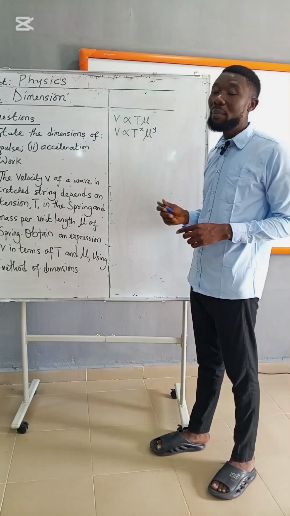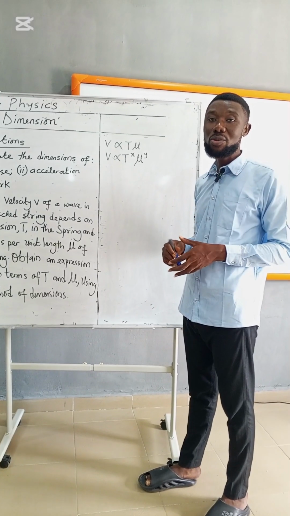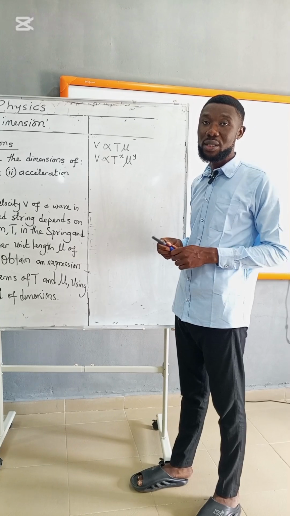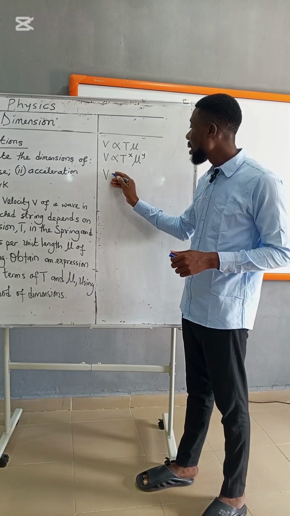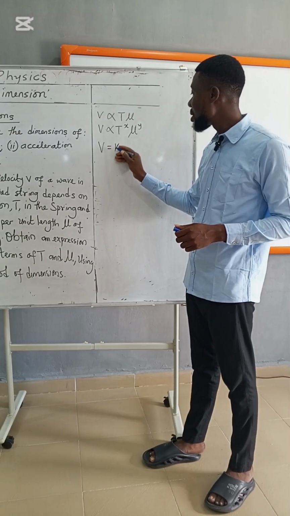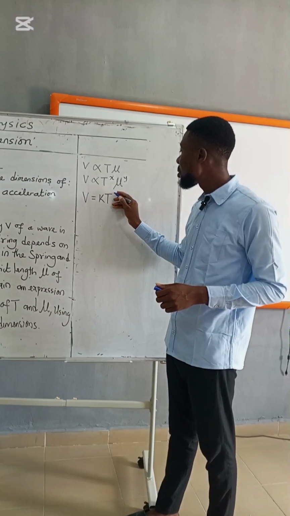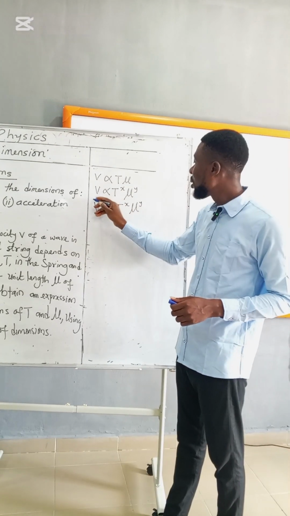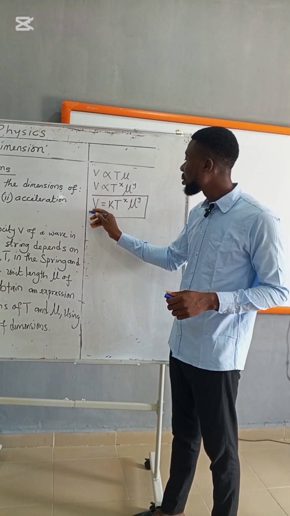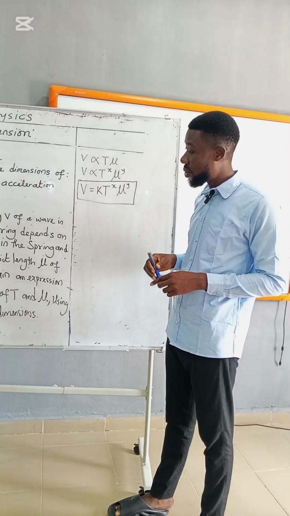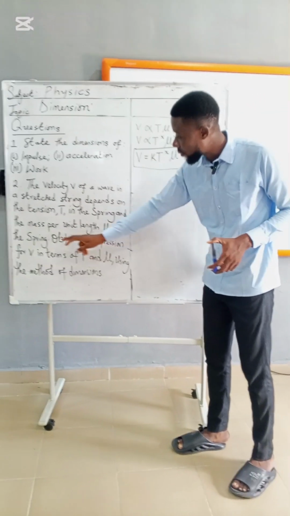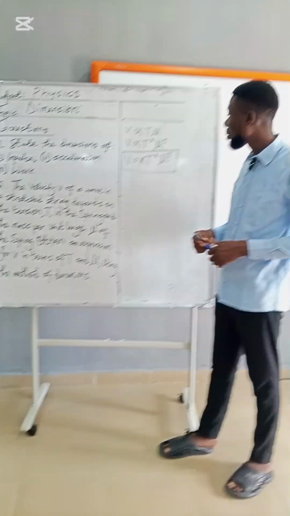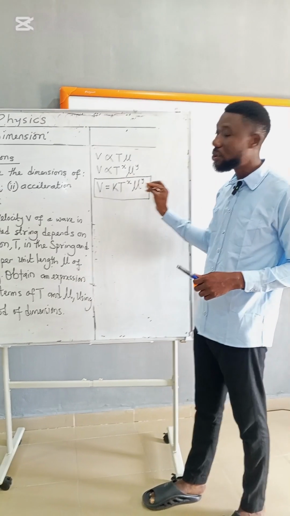Now, remember the rules of mathematics. Whenever you're changing the proportionality sign to equal to, you must introduce a constant. So v equals, I must introduce a constant which is k, then T raised to power x and mu raised to power y. So this is actually what we're looking at, because they said obtain an expression for v in terms of T and mu using the method of dimension. So this is the key thing we're looking at.